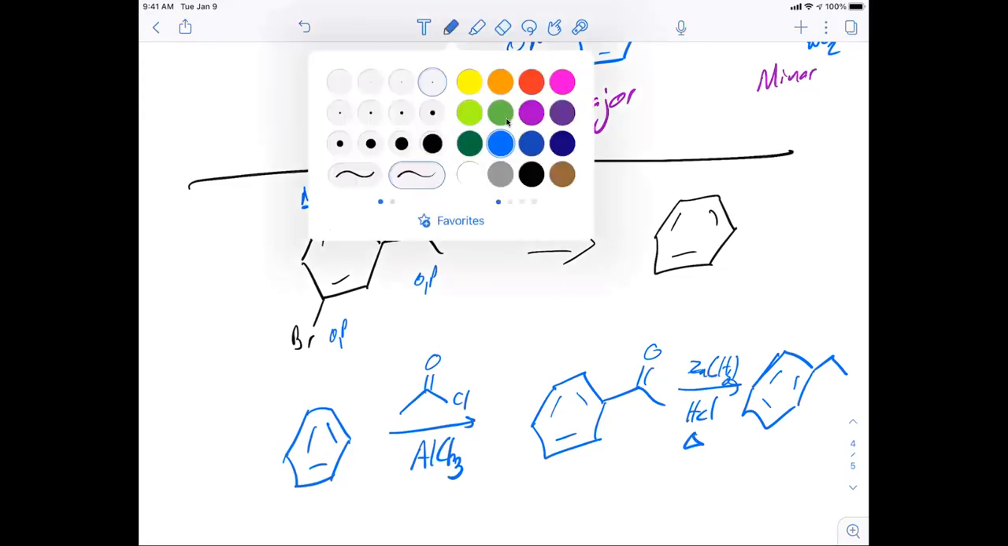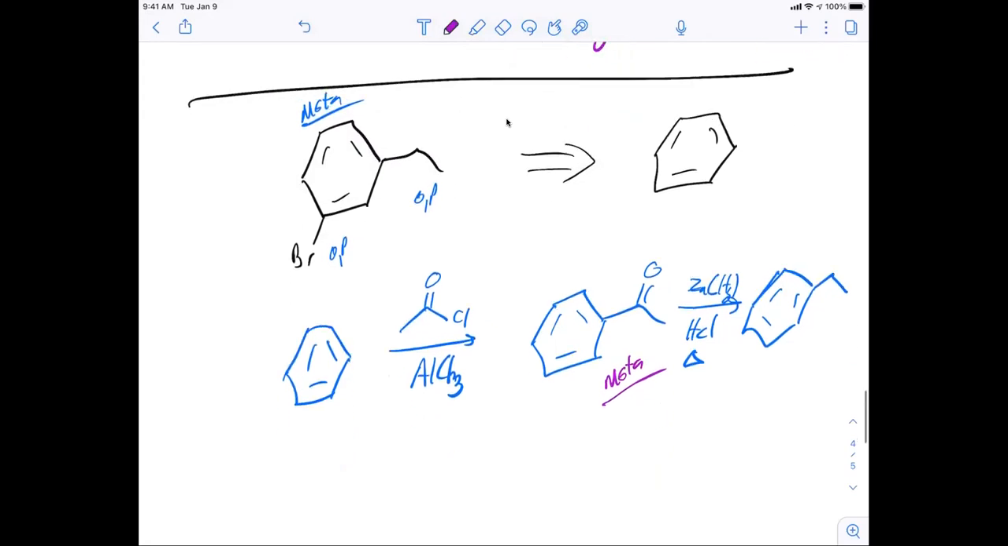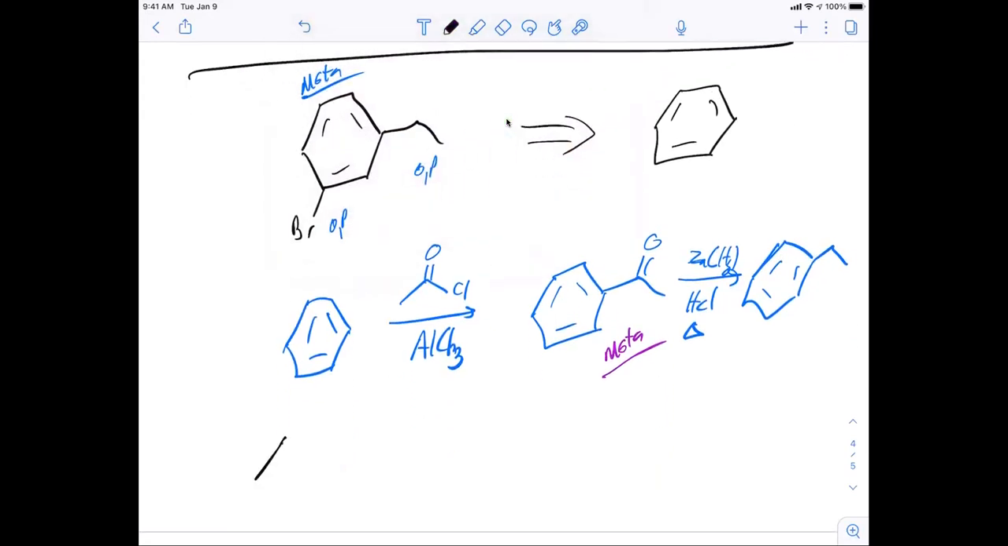And what do we know about the acyl group? This is what kind of director? Meta director, right? So therefore, to get the bromine and the alkyl group meta, what are we going to be doing? We're going to be adding our carbon structure as the acyl group, adding the bromine, and then we'll reduce it down, right? So what we're going to do is add the group that needs the directing effect. So this gives us the right carbon structure and leaves the correct directing effect on it.